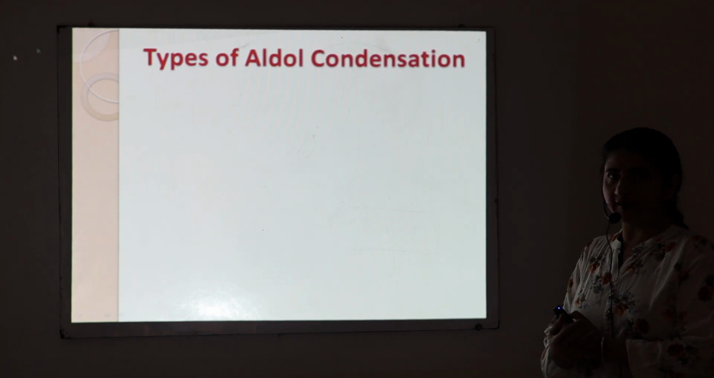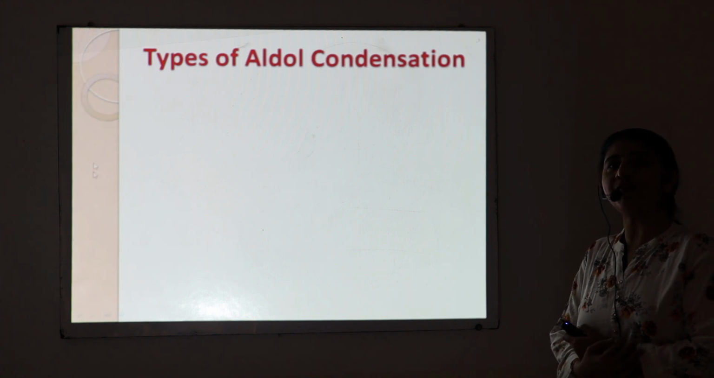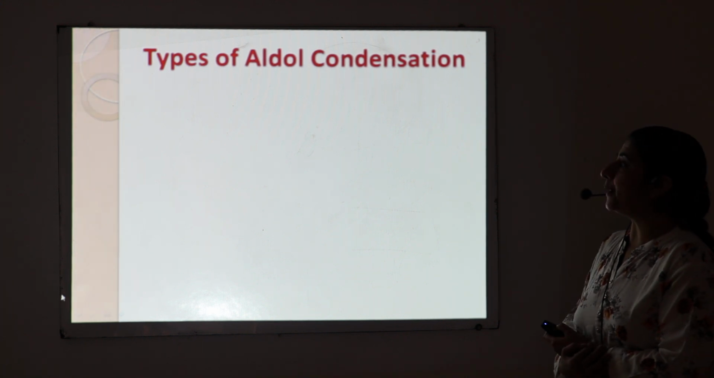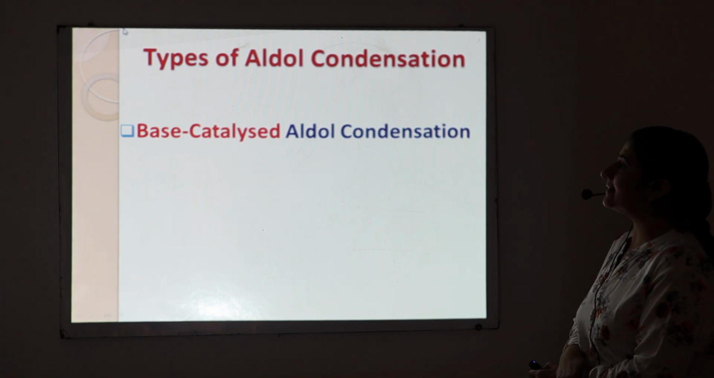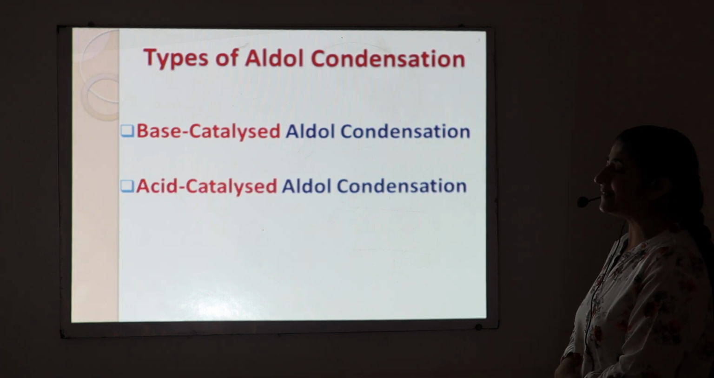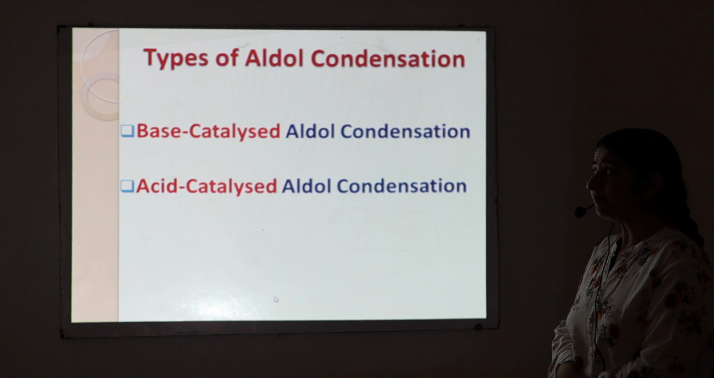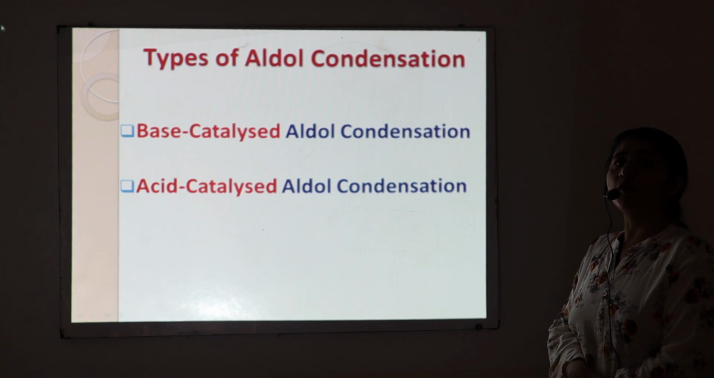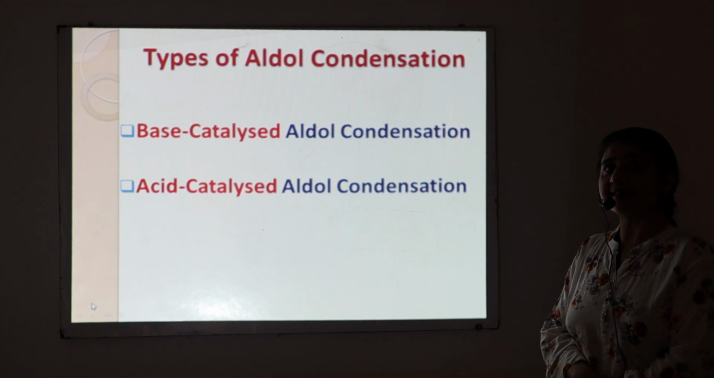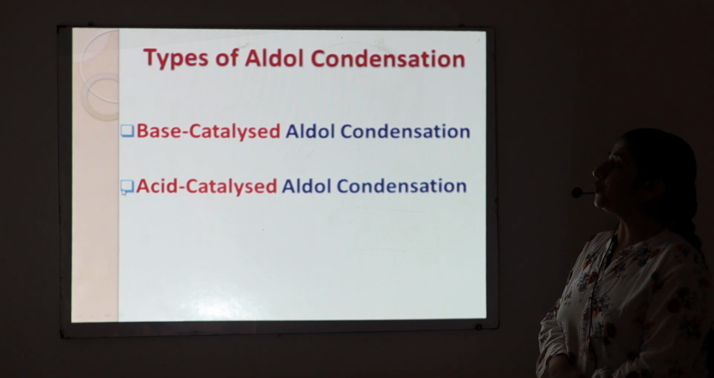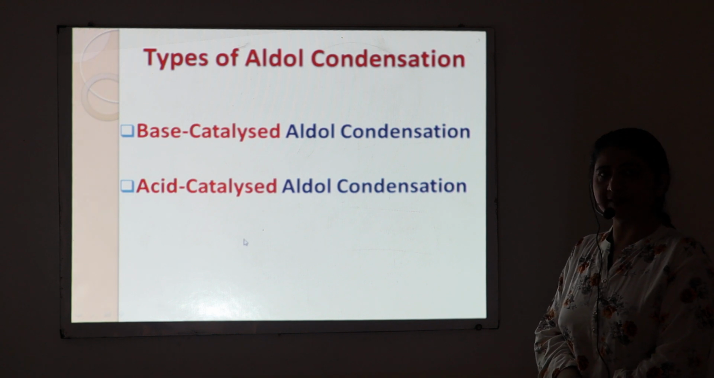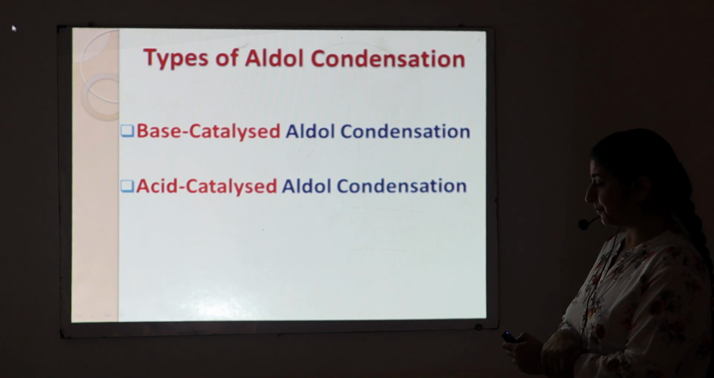So let's start. What is the aldol condensation? We have two types of aldol condensation reaction. Number one is the base catalyzed aldol condensation reaction, and the second one is the acid catalyzed aldol condensation reaction. In this lecture, we only discuss the base catalyzed aldol condensation reaction, as we generally use it.